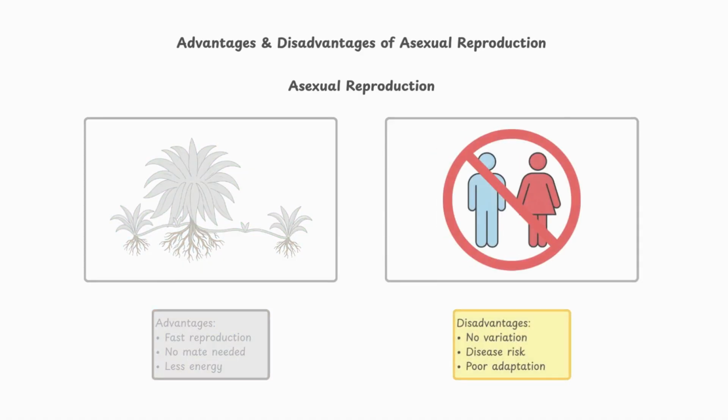Now the disadvantages. There is no genetic variation. All offspring are clones, exact copies of the parent. This might sound useful, but it creates a weakness. If a disease appears, all organisms are likely to be affected because they are genetically identical. There is also poor adaptation. If the environment changes, the population may struggle to survive since there is no variation to help some individuals cope better.